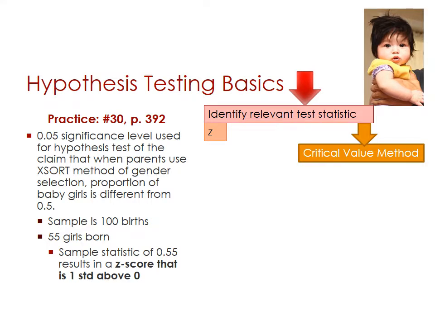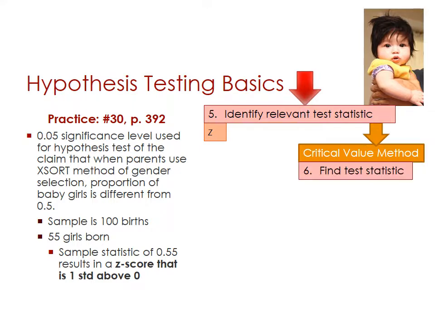Okay, now that we've finished solving practice problem number 30, going through and using the p-value method, now we're going to go through and use the critical value method for solving this same problem. So here, the first step is finding our test statistic. We have that the same as we did before, that's given in the problem. The z-score is one standard deviation above 0, which tells you that your z equals 1.